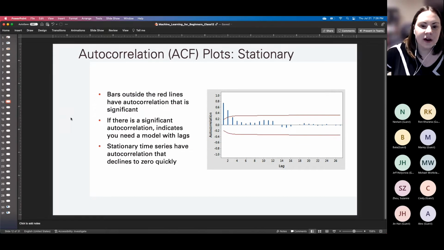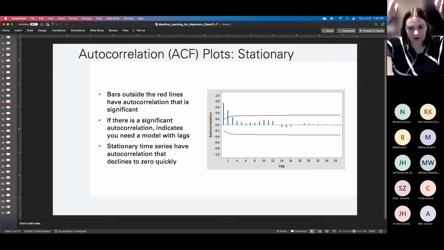So here is an autocorrelation, or ACF, plot, as you might hear it called, to see if your data is stationary. We know that the bars outside the red lines have autocorrelation that is significant. If you do see a couple of bars outside of significance, that's not a big deal if they're one of the first bars. In general, stationary data usually has 1 or 2 high bars.